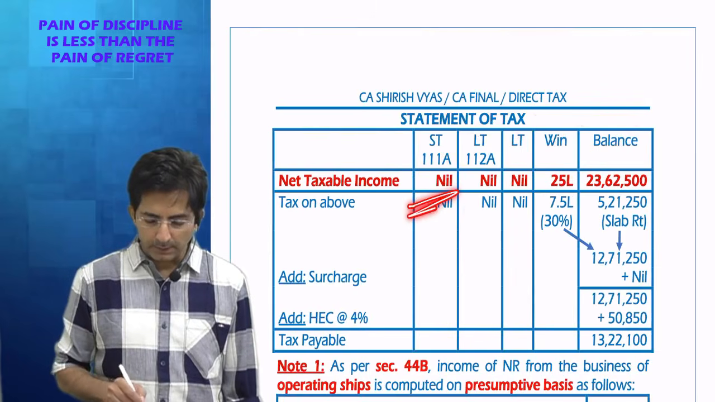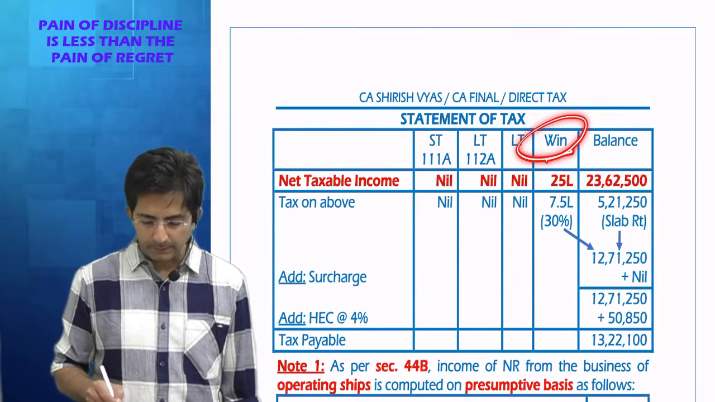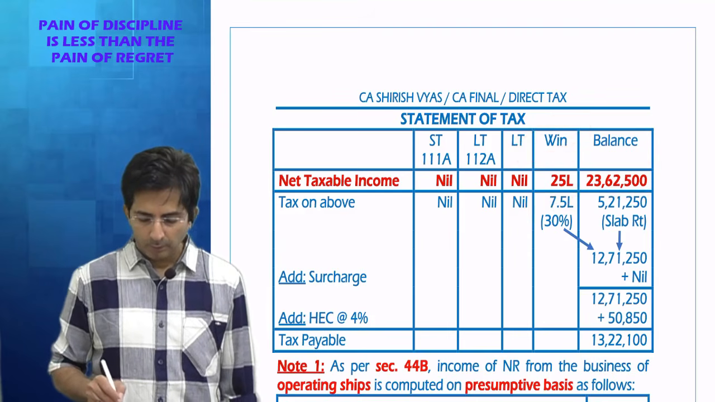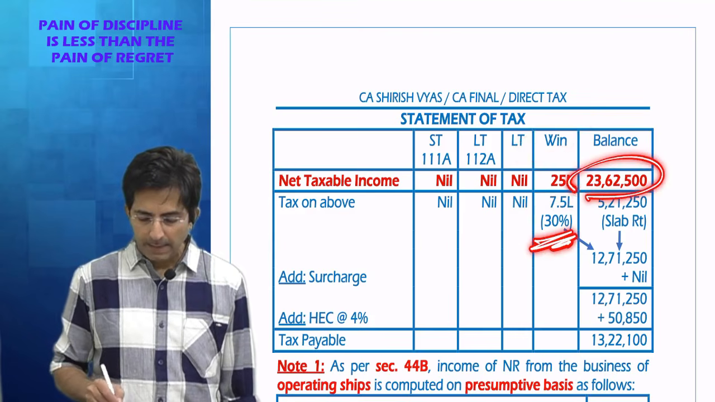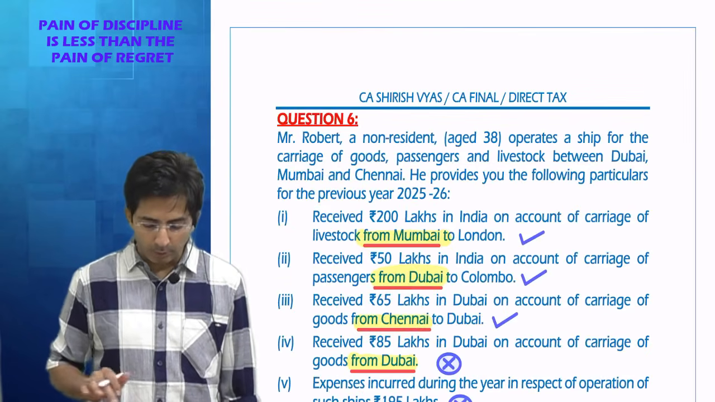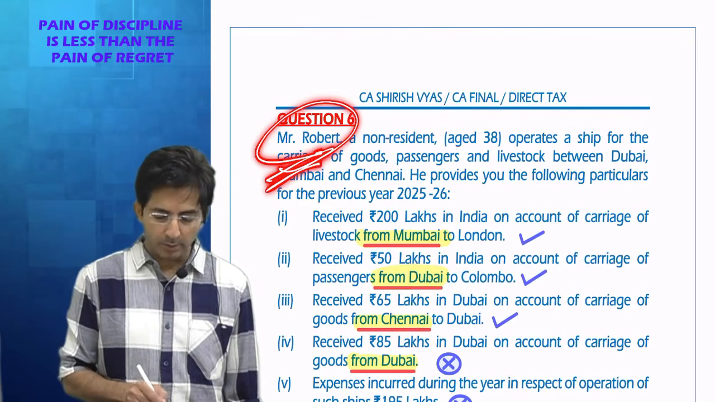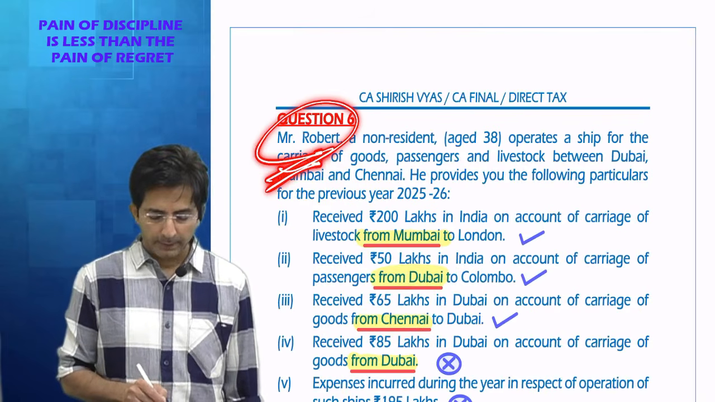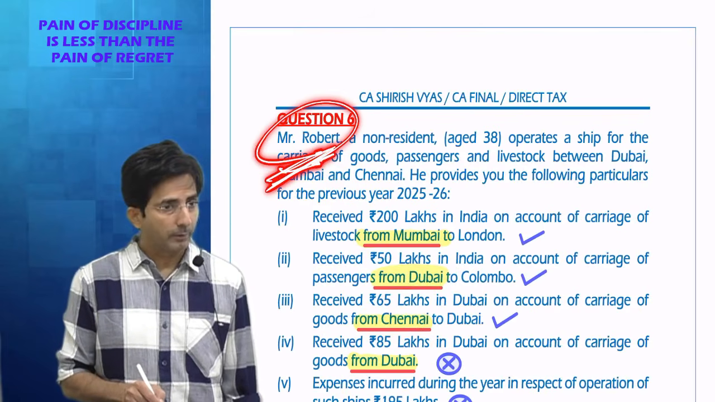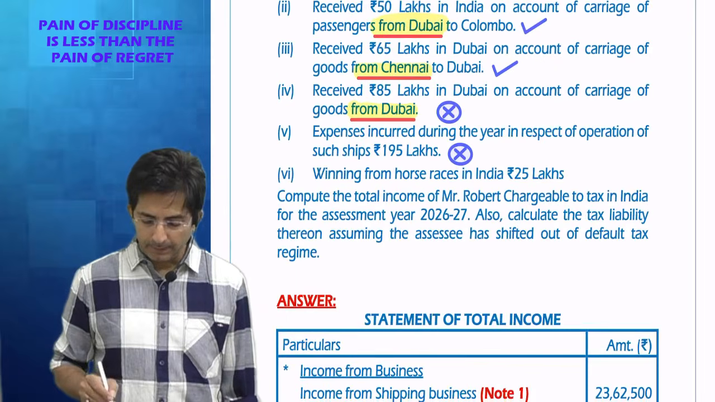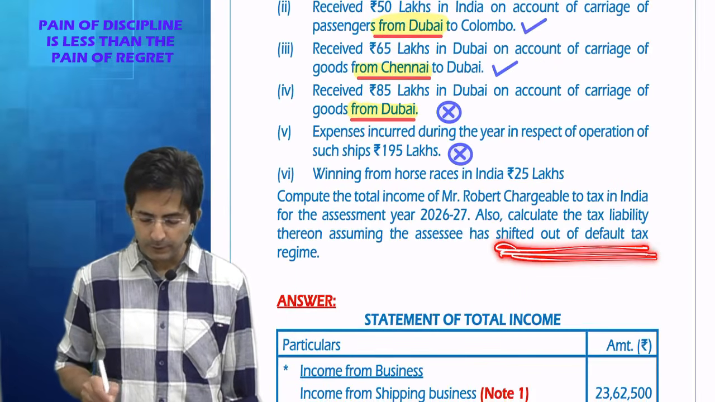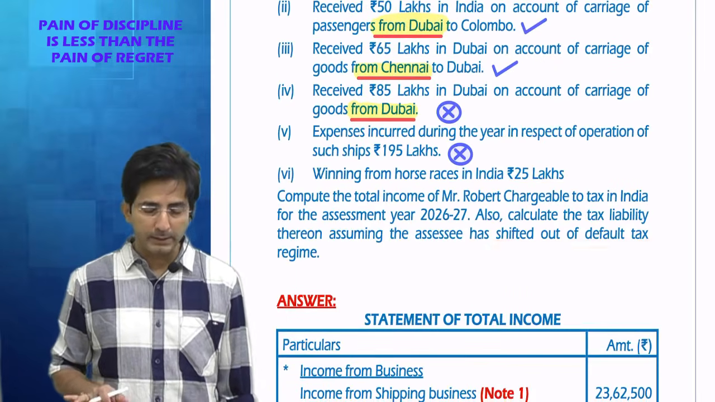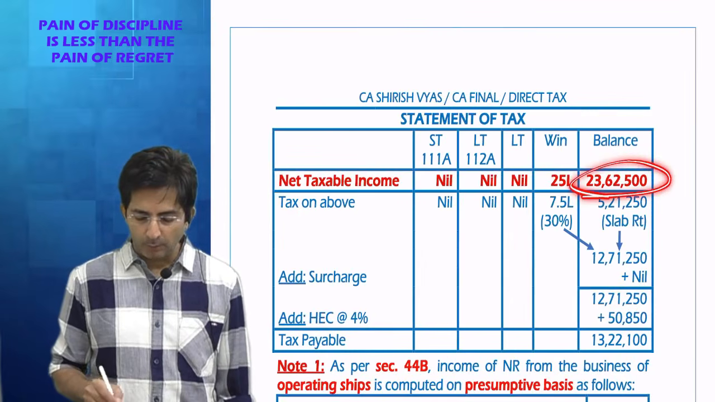So we don't have sataks and lataks. We have got winnings of 25 lakhs. And then balance income. On winnings 30% tax and on balance slab rate. Why slab rate? Because the assessee is an individual. Okay. And for an individual there is slab rate. Okay. And which slab rate? Here he has shifted out of the new regime. So he has gone as per old regime. So I will apply the slab rate of old regime.